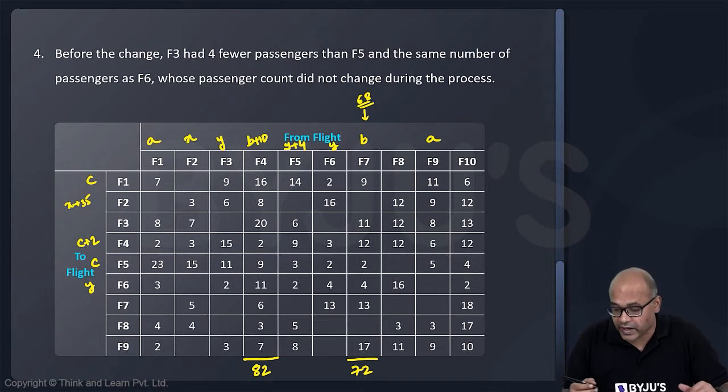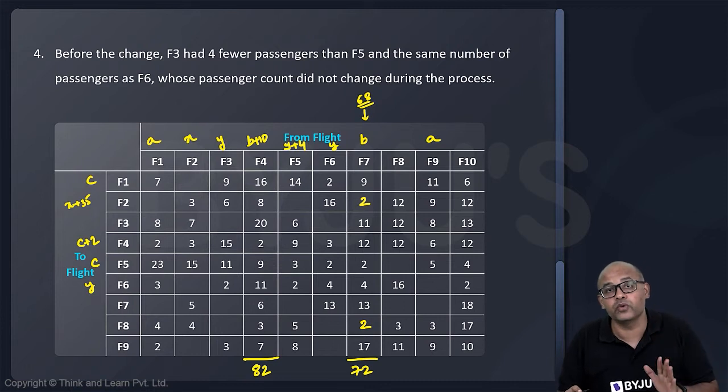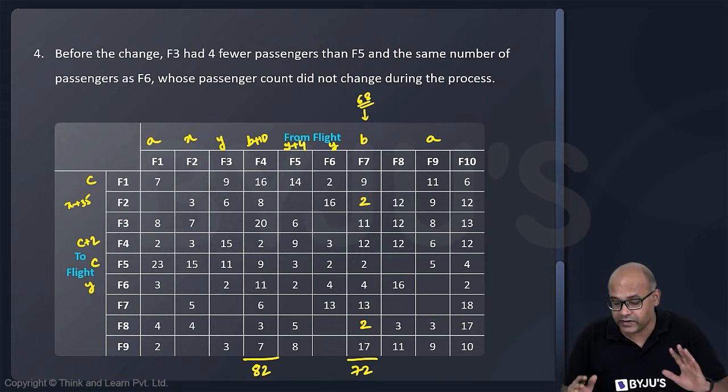The only way in which I can get that is when both of these are 2s, because I can go maximum up to 2. I can't go beyond 2 in any cell. So 68 is what I have. I need to go to 72. Only way is 2 and 2. Now that is taken care of.